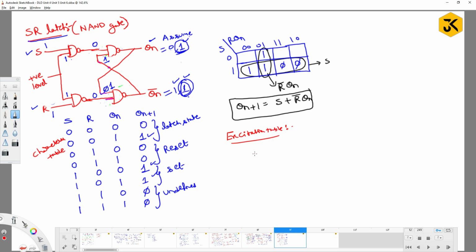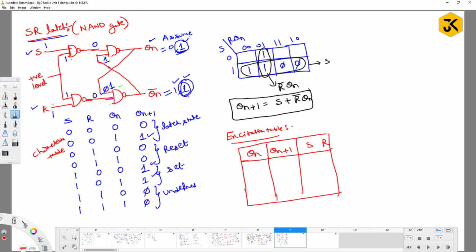Excitation table contains the outputs first, right? Outputs are like Qn and Qn plus 1. We can define what are its S and R, meaning what are its possible inputs, right? Try to define. So we did it already. So for 0 0 what you have to do? For 0 1, for 1 0, for 1 1 what you have to do? When 0 0 is there, you are going to have two kinds of possibilities. One is 0 0, another one is 0 1. So I can write simply 0 don't care, right?